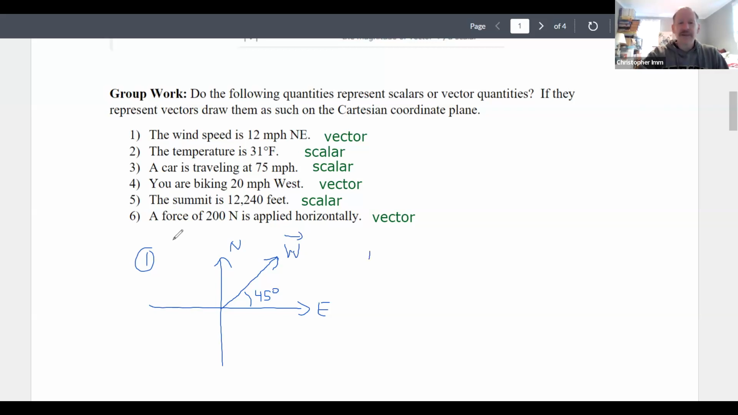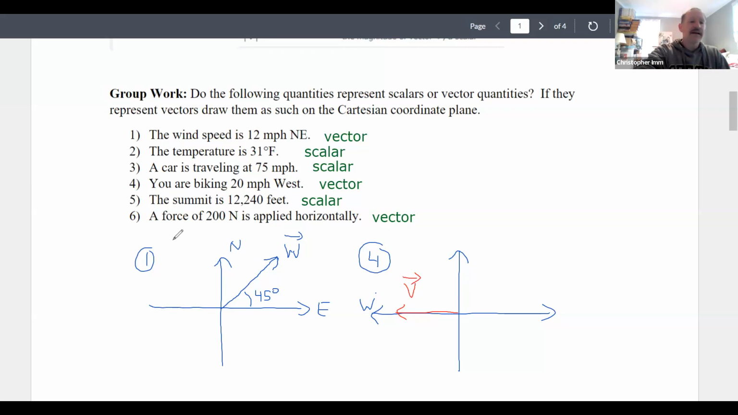Number four, you are biking 20 miles per hour west. So in this case, we're going to be going straight left. That's going to be west, or westerly direction. And maybe I'll illustrate it with a different color. So this vector is going to be going this way, and we could call it something like V for velocity.